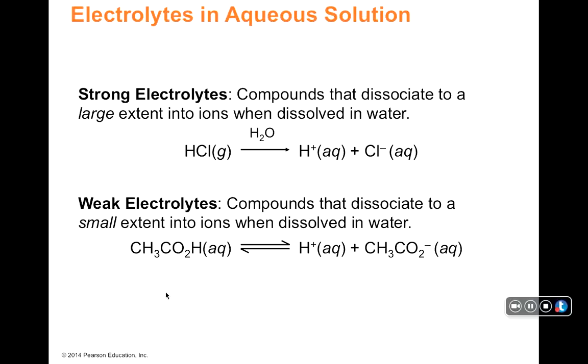Weak electrolytes are those that dissociate just to a small extent into their ions when dissolved in water. And the way that we represent that is that double-sided arrow. It shows that there's an equilibrium that exists between the forward and reverse reactions here. So both the electrolyte stays intact, as well as part of it dissociating into its ions.